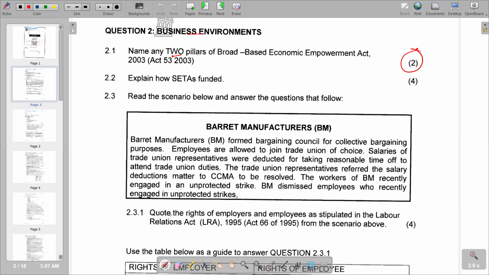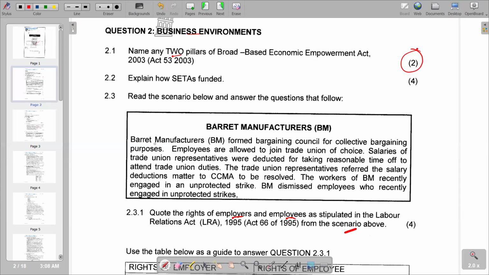So the first question is saying, quote the rights of employers and employees, Labour Relations Act, Act 66 of 1995, from the scenario above. You will see that the Labour Relations Act is an important piece of legislation that governs the rights and obligations of employers and employees in South Africa. So basically, according to our question now, we need to identify the rights of employers and employees. So we can go to our scenario and try to identify.